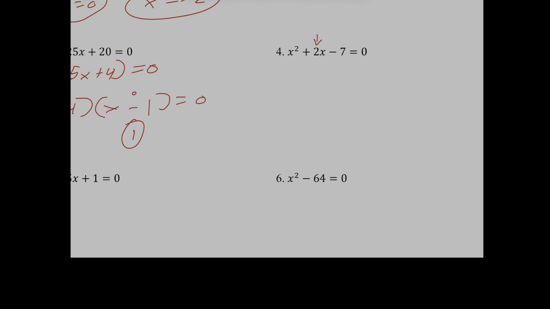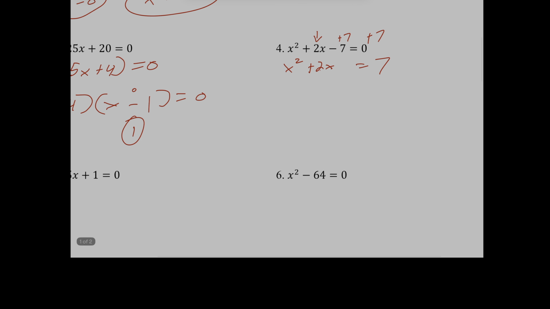Now, if I don't like completing the square, could I just plug these in? a equals 1, b equals 2, c equals negative 7 and use the quadratic formula? The answer is yeah, I can. I absolutely can. But I want to show you all the ways, so I'm going to do this. x squared plus 2x equals 7. Now, what's half of 2? 1. What's 1 squared? 1. So I'm going to add 1 to both sides.